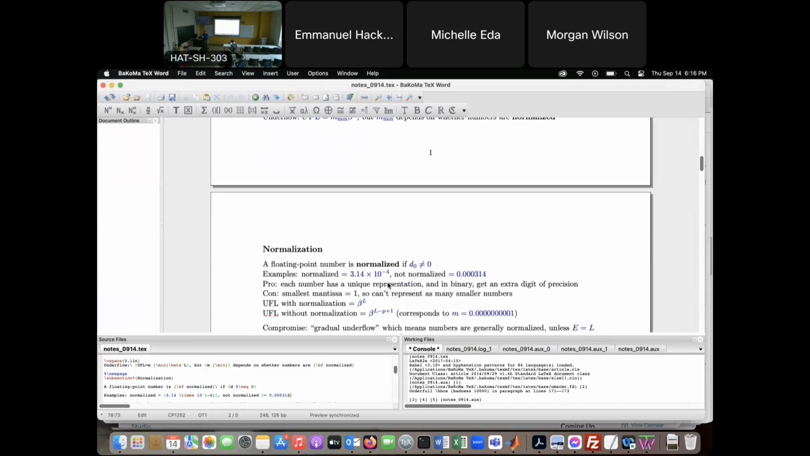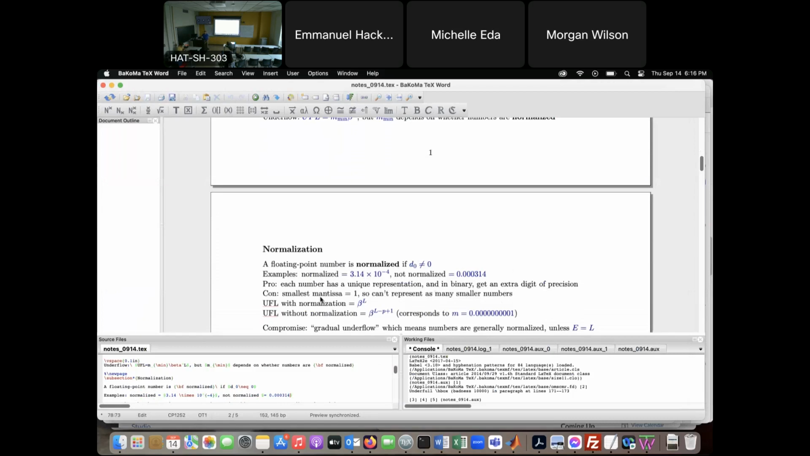In the special case of binary, we get an extra digit of precision. The reason is, in binary, the only digits possible are 0 and 1. So if you require that the leading digit be non-zero, it has to be 1. So you don't store it. There's no need to, you know what it is. Whereas in decimal, if you require the leading digit to be non-zero, it could be 1 through 9. So you still have to store it.